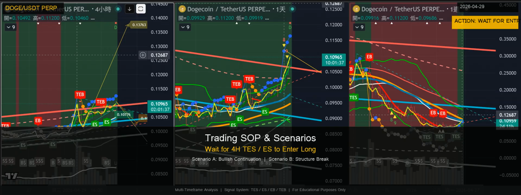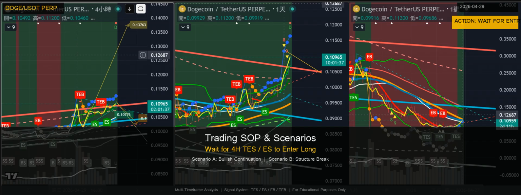Here is the current multi-time frame consensus. Weekly, long. Daily, long. 4-hour, short-term bearish consolidation. This combination tells us the big picture is bullish, and the 4-hour is simply in a pullback, not a trend reversal. According to the system rules, here is your standard operating procedure.